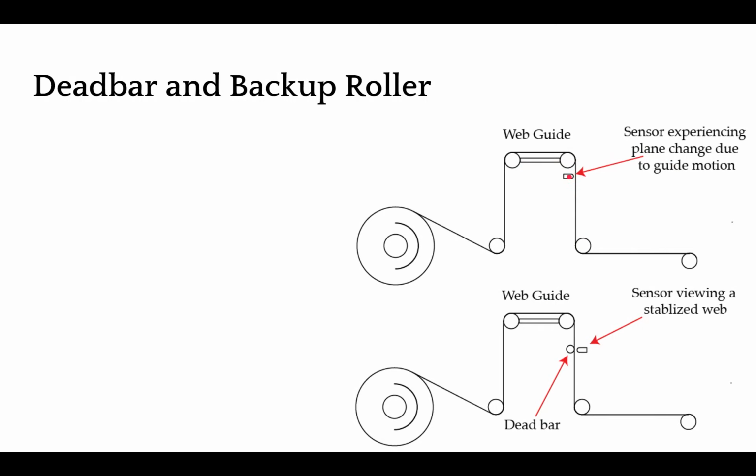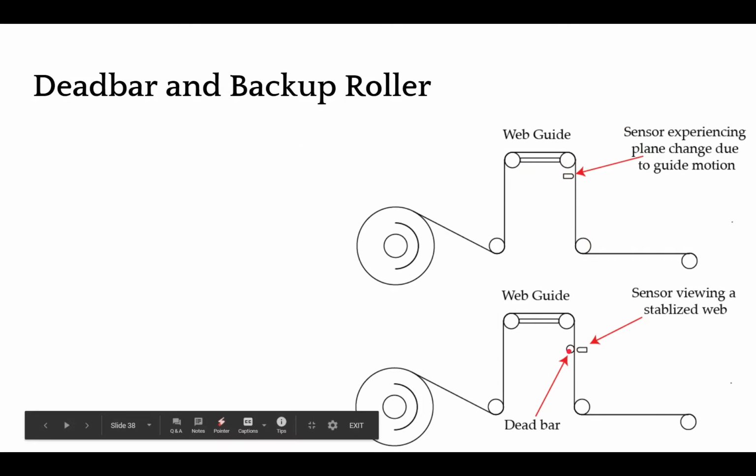And especially when we are trying to look at a feature, the amount of light coming back, the feature teaching, all of those get affected because of that plane change. So the solution would be to put a dead bar or an idle roller here, and then you install the sensor so that it's looking at the web on the dead bar. The dead bar is going to stabilize the web itself.